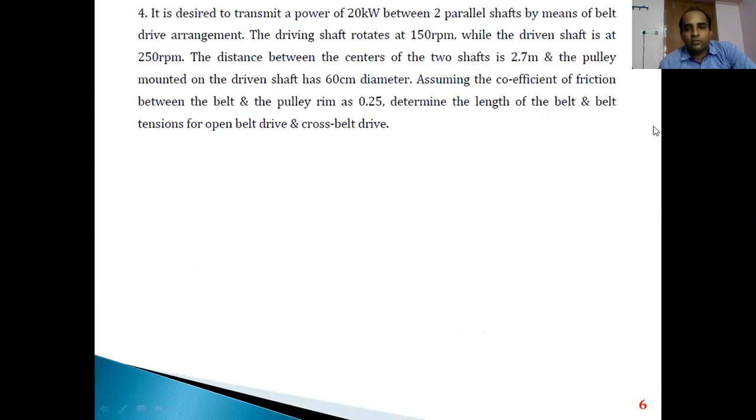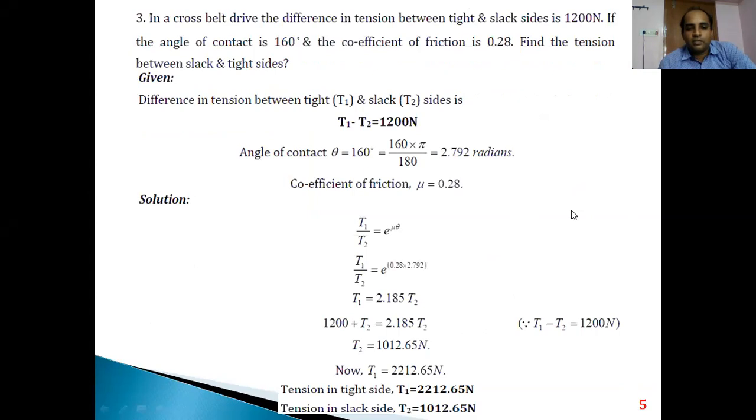So this was the question where we had, this is the next question. Before that, let us brief once more these things on this previous question. In the previous question, you can see here the difference in tension between the tight and slack side given in the question is 1200 newtons. The angle of contact given is 160 degrees. You need to convert this into radians by multiplying by pi by 180. You get it in radians. Coefficient of friction is given to you as 0.28.